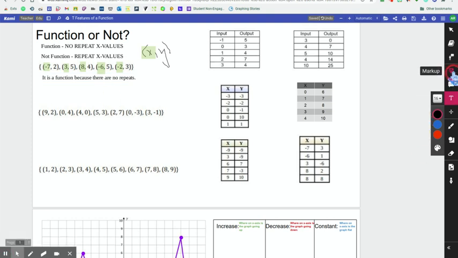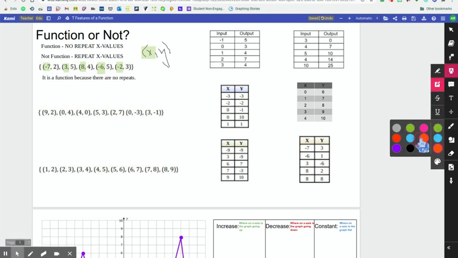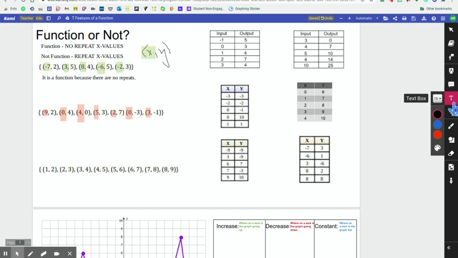So again, let's go through, highlight all the x values. So in this first ordered pair, it's the 9. In the second ordered pair, it's the 0. In the third ordered pair, it's 4. Then we have 5. Then we have 2. Then we have 0. And then we have 3. So, are there any repeats? What is repeated?